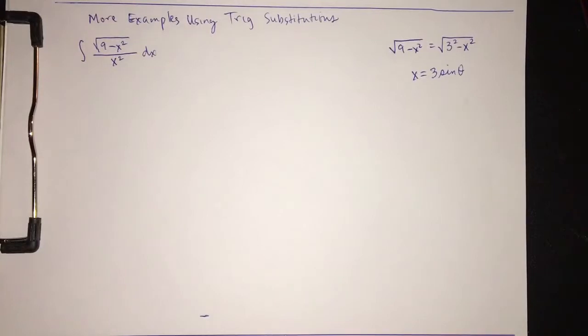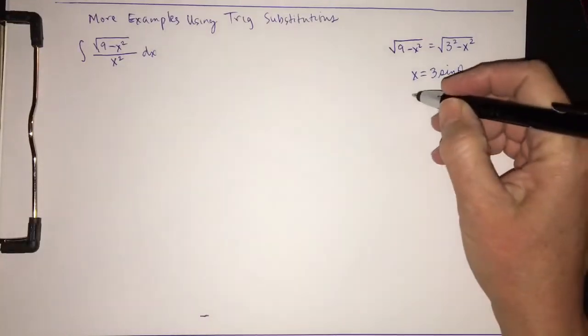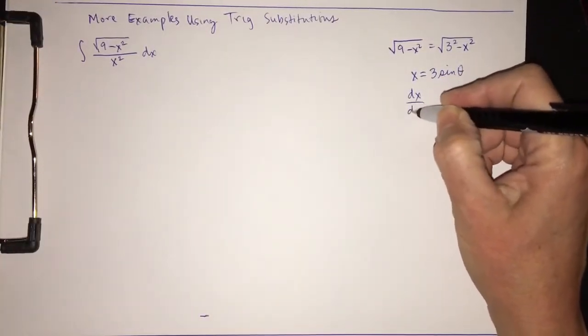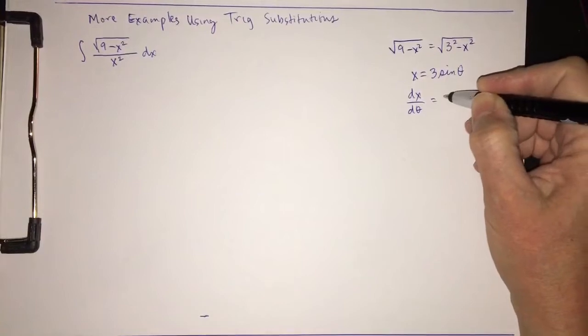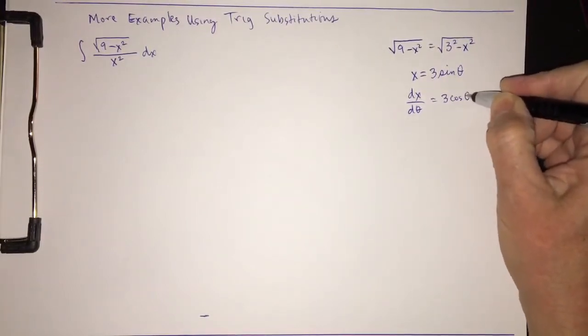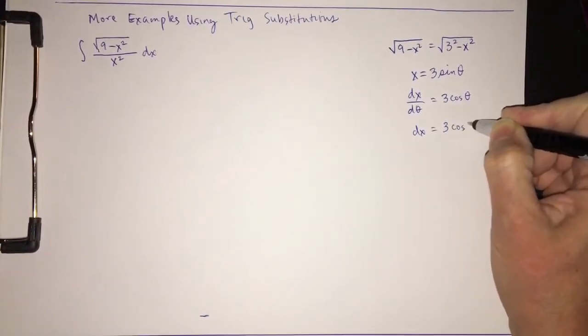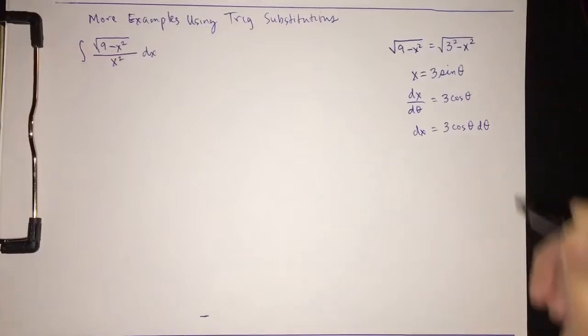Don't forget, you're going to have to go ahead and find out what dx equals. You have to do a substitution for the dx as well. So the derivative of x with respect to theta is going to be 3 cosine theta. So dx will equal 3 cosine theta d theta.